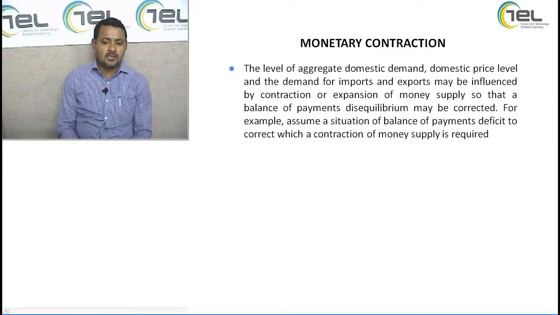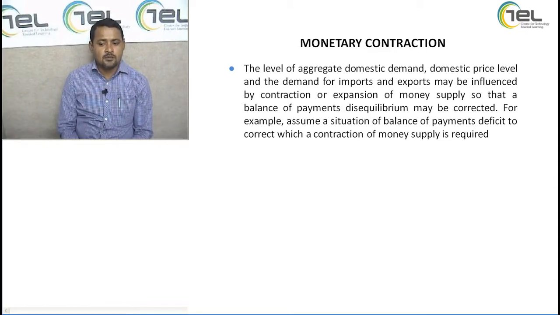Monetary contraction. Supply of money has to be diminished. The level of aggregate domestic demand may be influenced by contraction or expansion of money supply. For example, in times of inflation, because inflation happens because of more demand and less supply, because the purchasing power with the economy, with individuals, with citizens is normally higher, they continue to demand more of the commodities over a large period.